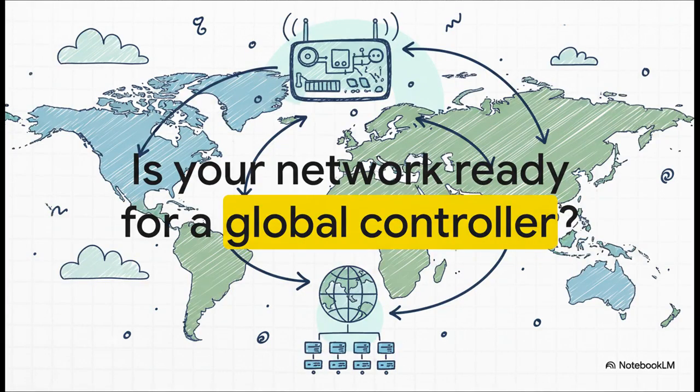So I'll leave you with this one big question to think about. Is your network ready for a global controller? Look, as businesses become more distributed, more global, more cloud native, that old way of managing networks, region by region, is just not going to cut it anymore. It's becoming totally unsustainable. Cloud WAN represents a huge shift towards a centralized, automated, and global approach. It's definitely a powerful tool to think about as you design the future of your network.